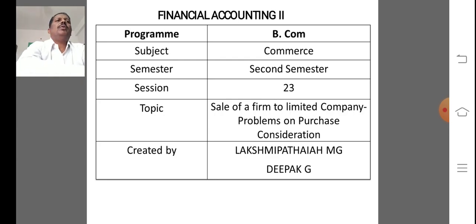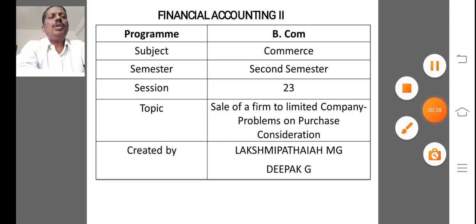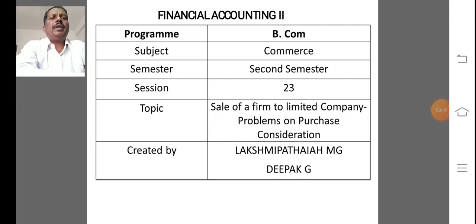So before we discuss or calculate purchase consideration, we first need to know what purchase consideration is, how you calculate PC, and what the methods of calculating PC are. We must learn this before we solve the problems.